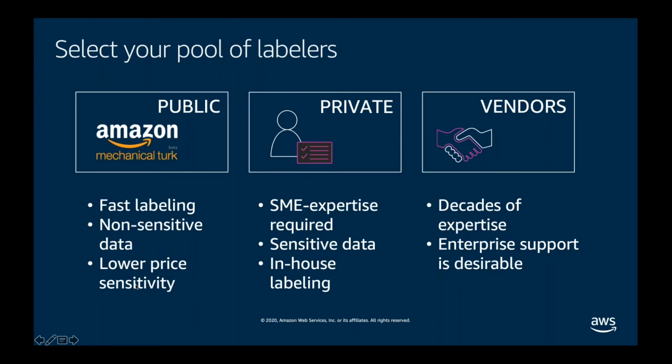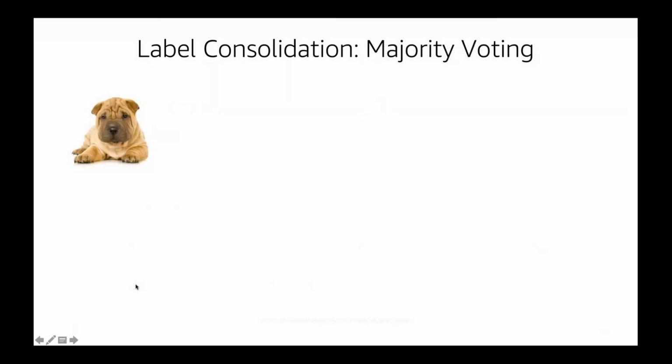If you do have something that requires subject matter expertise or sensitive data, we also make it easy for you to use your own in-house pool of labelers to get that done as well. You can also take advantage of third-party vendors who have different types of enterprise support plans or expertise that you might require too. And I also mentioned that this helps you accurately label your data, right? And that's something that's really important.